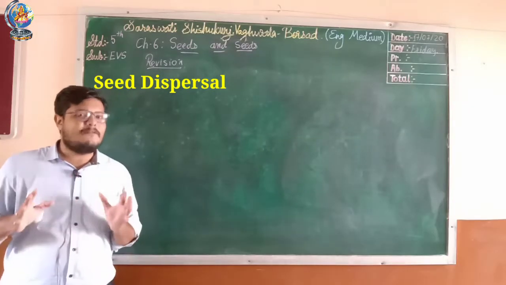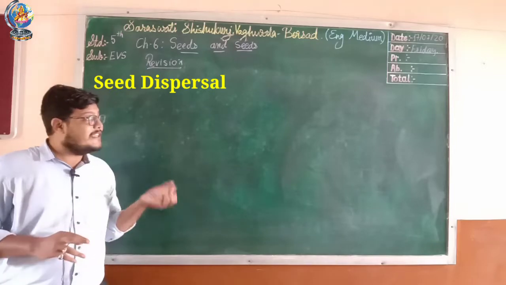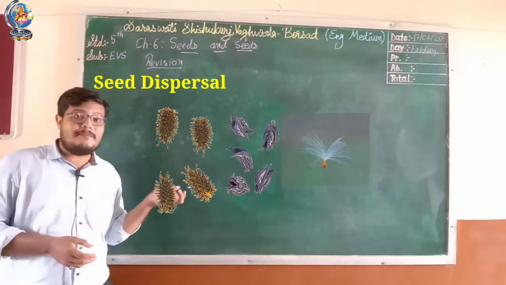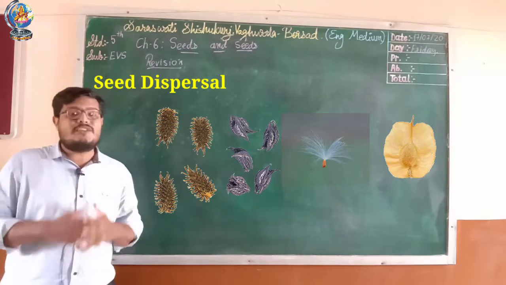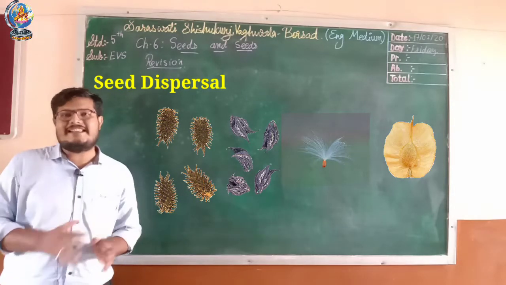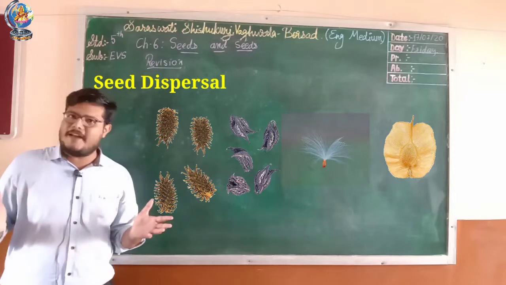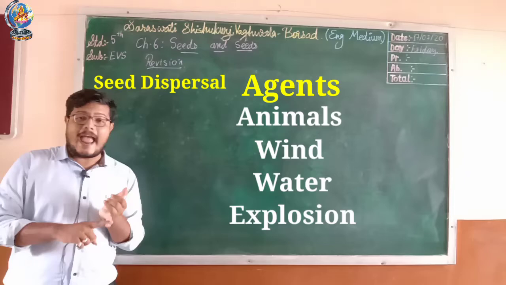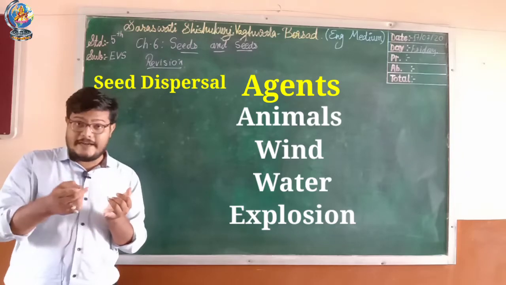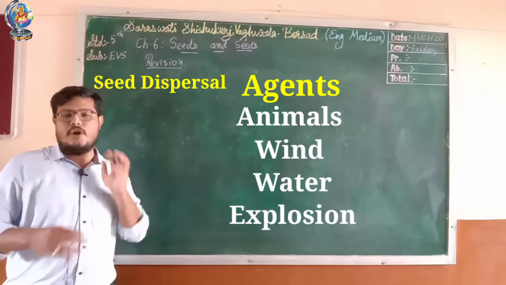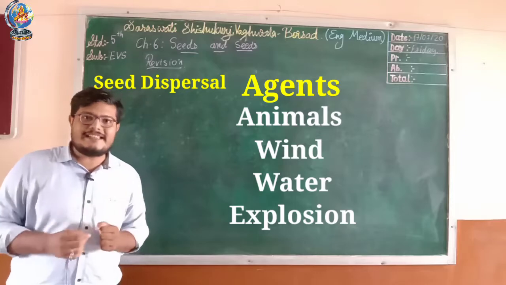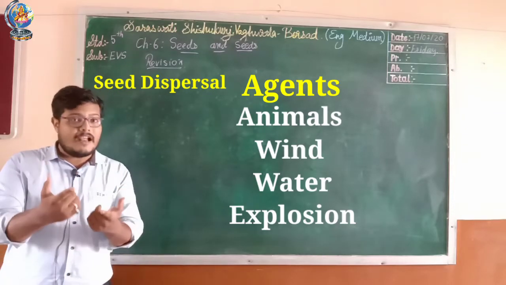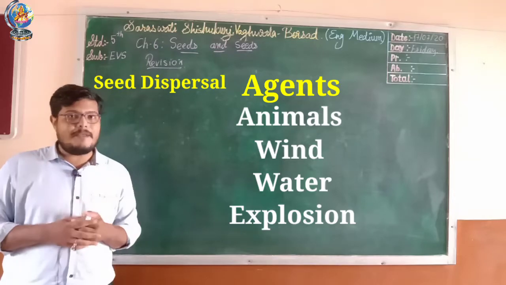Different seeds have different structures. Some seeds have spines, some have hooks, some have fibers, and some have wings. So all these different kinds of seeds get dispersed in different ways, right? We have some agents, like animals, wind, water, and explosion. These are the four agents that we discuss in this chapter that help in seed dispersal. Even in animals, we talk about human beings also, right?